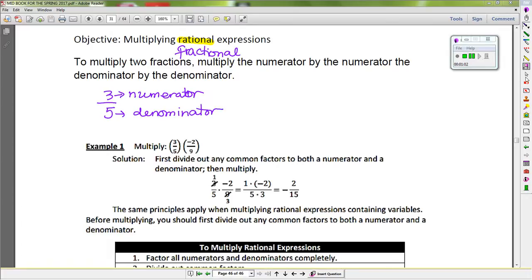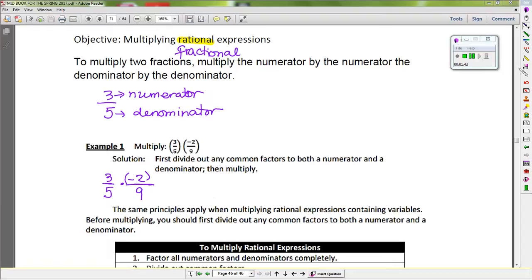Okay, so let's begin with this example here. In this example, we are going to multiply the two fractions 3 over 5 times negative 2 over 9. The first thing to note is that before you multiply, you want to divide out any common factor in both numerator and denominator. So we have 3 over 5 times, I'm going to put parentheses around, negative 2 over 9.